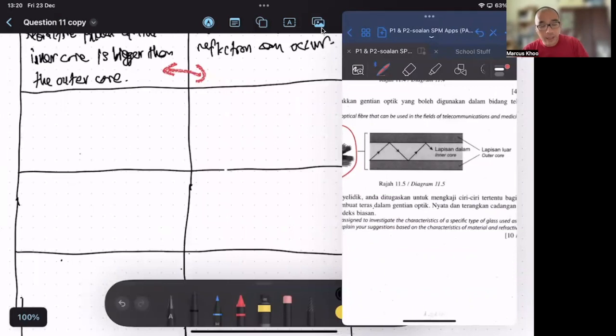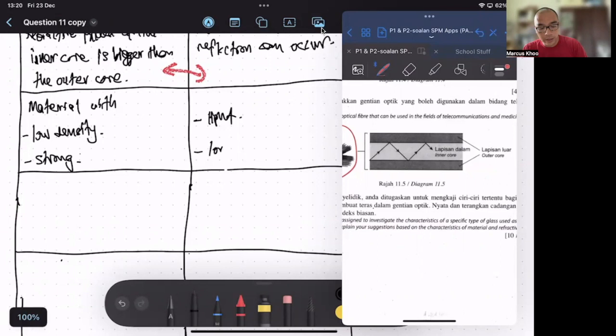Next, and these are standard answers. You need the material to have low density. When you say low density, the answer will be so that it is light. Another one is that the material is strong, so that it is long lasting. After a while, you see that these kinds of answers are very standard. If you put low density, you talk about light. If you talk about strong, you talk about long lasting, etc.